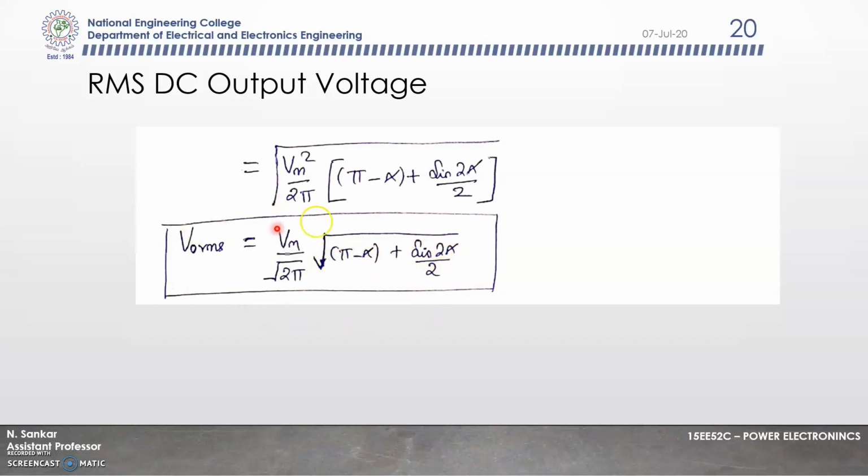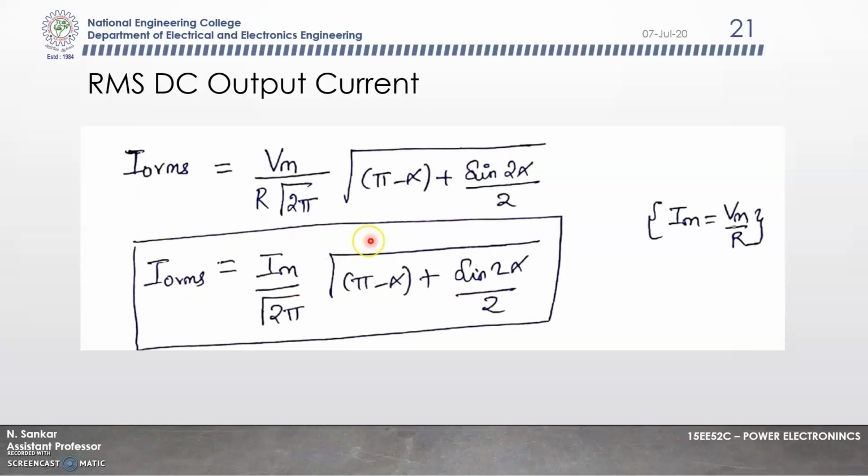So this is the RMS output voltage of a full wave controlled rectifier. Similarly, like we saw in the previous slides, just substitute alpha is equal to 0. If you substitute alpha is equal to 0, the sine term will become 0, and here it will be root pi, so root pi will get cancelled. The answer will be Vm by root 2, which is the RMS output voltage of an uncontrolled bridge rectifier. So if you put alpha is equal to 0, we get the RMS voltage of an uncontrolled bridge rectifier.